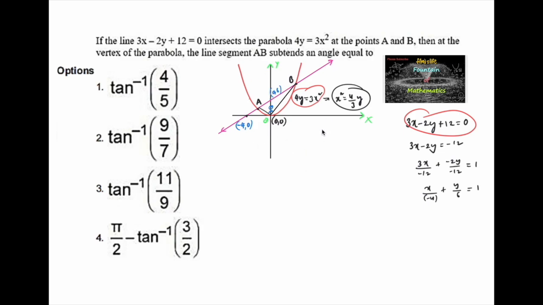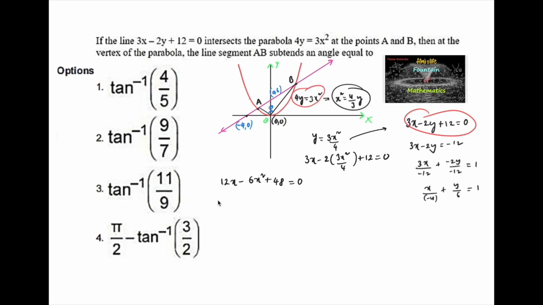And now substituting y is equal to 3x square by 4 in the line equation, we get 3x minus 2 times 3x square by 4 plus 12 is equal to 0. So we can write 12x minus 6x square plus 48 is equal to 0.